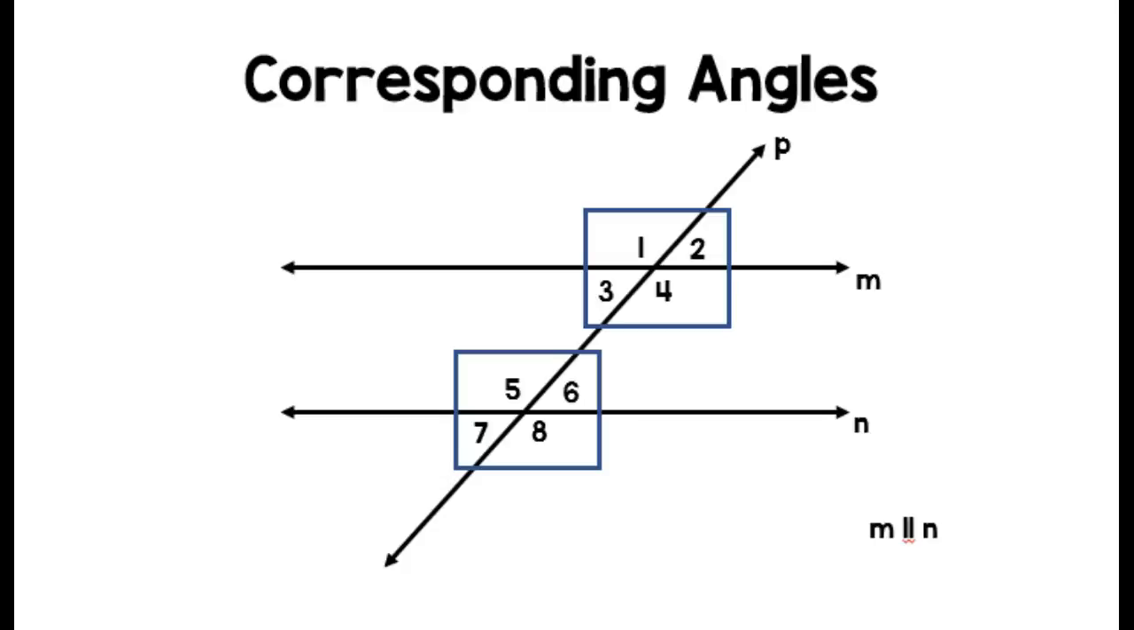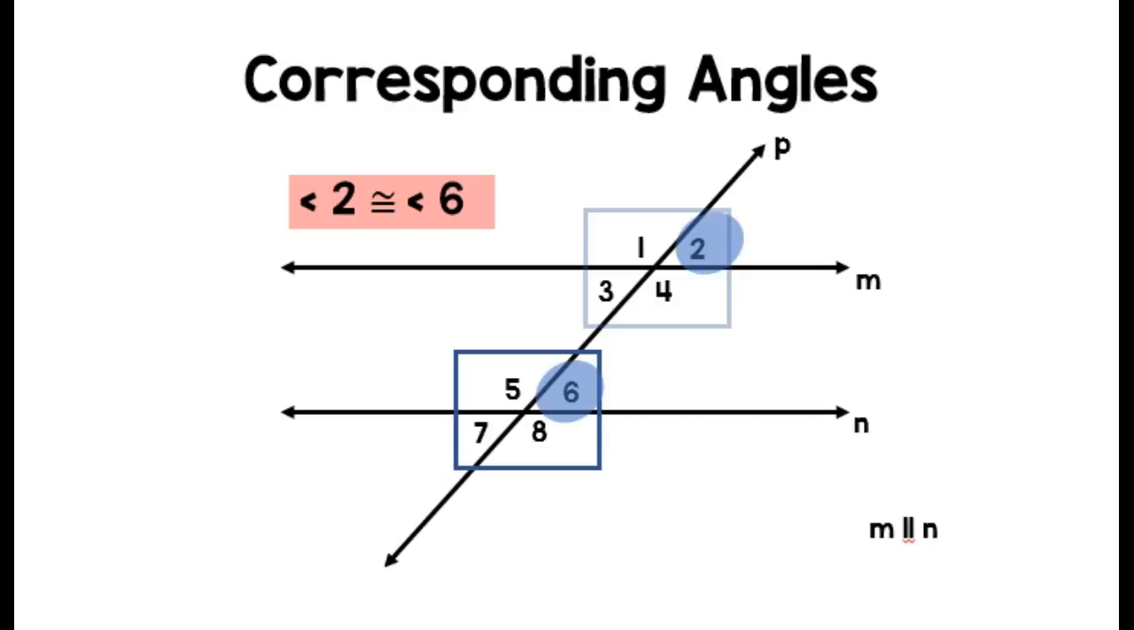Corresponding angles are angles that are in the same position regarding the transversal and the parallel line that it is formed by. So if you think about this picture frame here, let's start with angle 2. Angle 2 is in the top right-hand side of the picture frame. If you look at the picture frame below with angles 5, 6, 7, and 8, to find the corresponding angle, you just need to figure out which angle is in the top right of that picture frame. And that is angle 6.